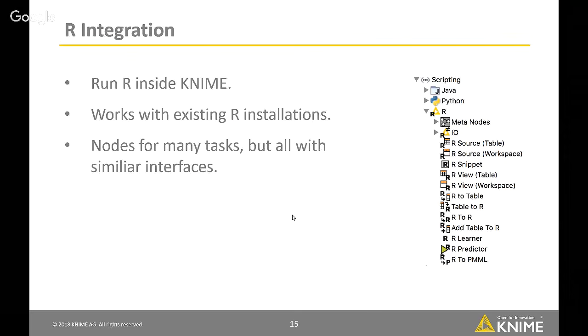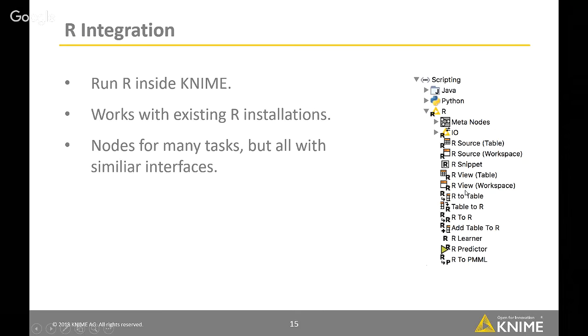The second integration I want to talk about is R. It's very similar to our Python integration, where you can continue using the R code that you have inside KNIME. It works with all current installations, and we have nodes for many tasks, such as just snippets to write your code. You can do a prediction with R, or views with R.